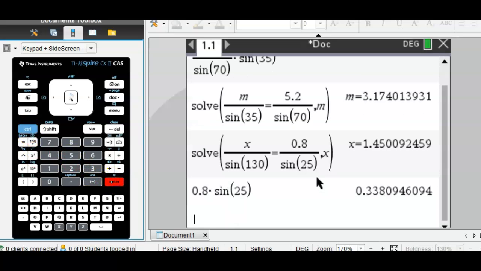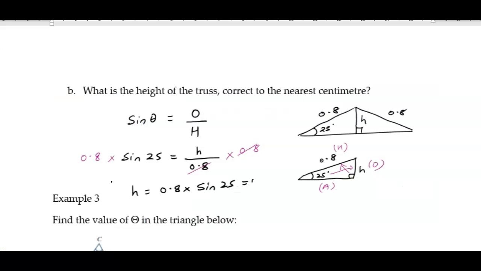That gives us the perpendicular height, or the height of the truss, being 0.34 meters. Or in other words, because the question wants us to correct to the nearest centimeter, multiplying that value by 100, the nearest centimeter is going to be 34 centimeters, and that's going to be the height of the truss.